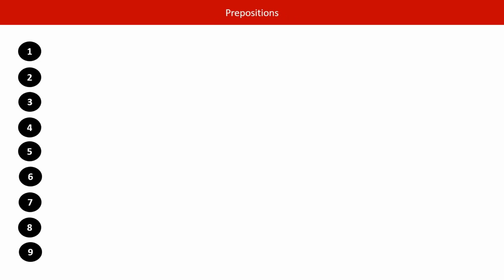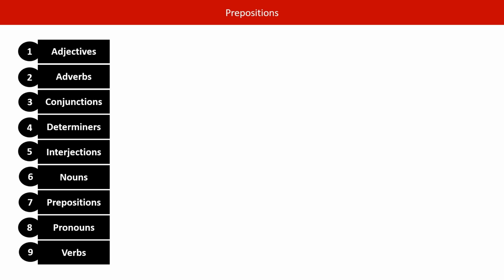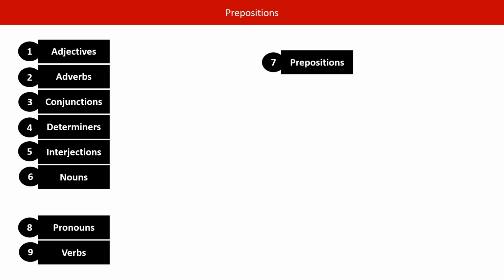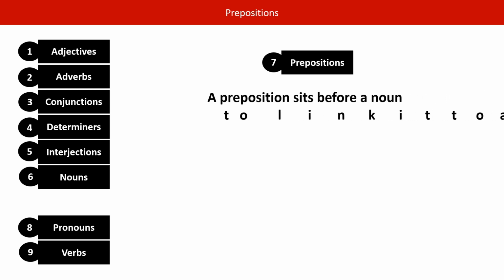In this video, we're going to be looking at prepositions. So, what are prepositions? Well, prepositions are one of the 9 parts of speech, and here they are in alphabetical order. The one that we're looking at today is prepositions. Here is a definition for preposition. A preposition sits before a noun to link it to a nearby word.